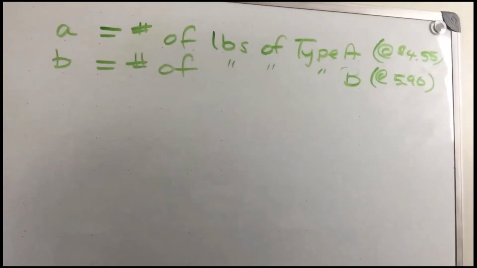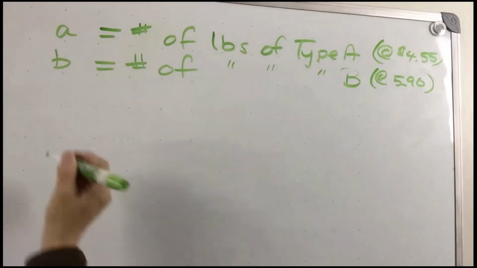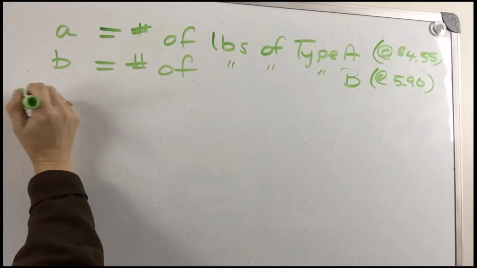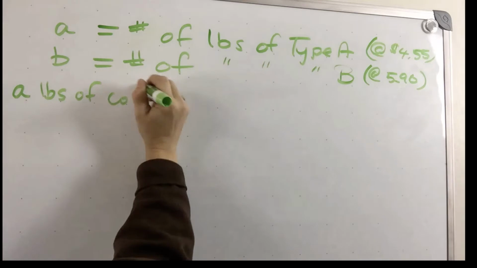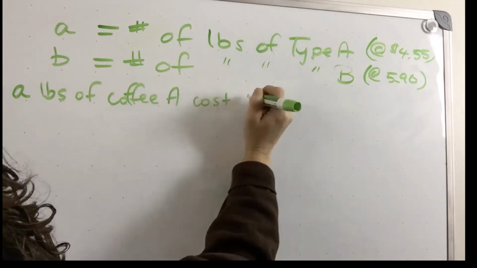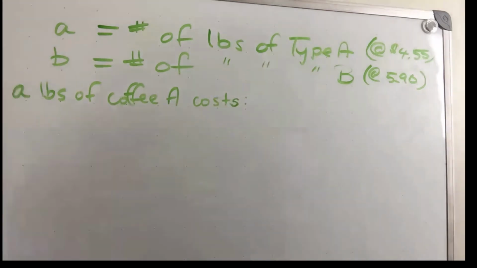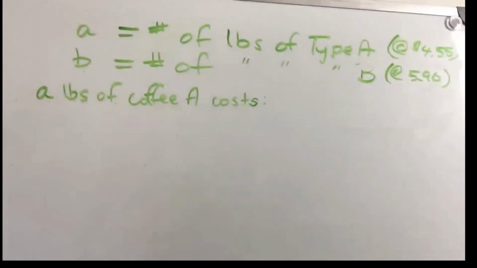So I want to stop and think about this for a second. So A pounds of coffee A will cost how much? So I don't know a number, but I can write an expression. And if I'm not sure, one of the tricks, I'll show you a little bit of a trick.